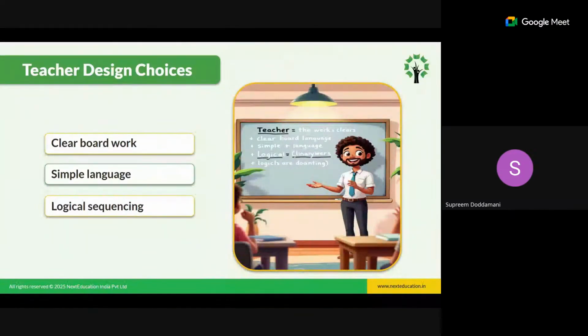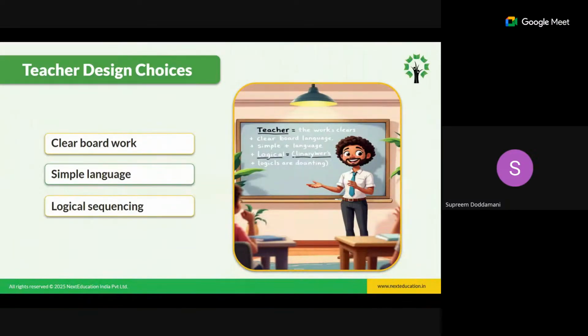Simple language: if the vocabulary you are using is at a very high level, the students are not able to understand the words you have explained. Again, they put themselves down, thinking they are not up to the mark in the English language. So please do take care of these two points.